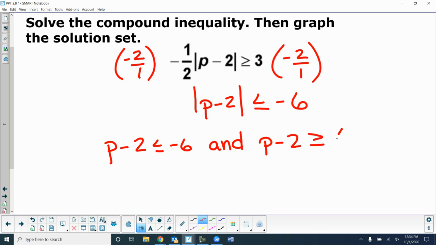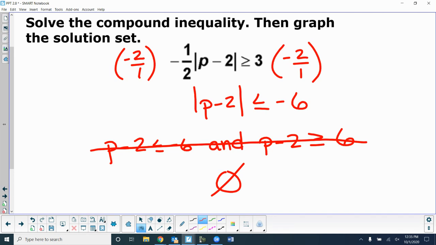You guys see anything going on here? Look at that original problem after we multiplied by -2. What's absolute value? Positive. Will a positive ever be less than or equal to -6? Remember, this is always what? Positive. Will a positive number ever be less than or equal to a negative? No, so what's going on here? No solution.